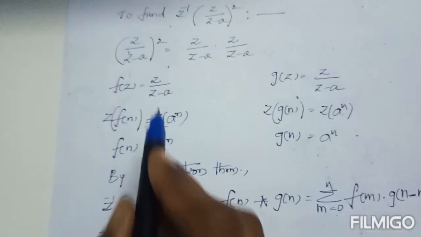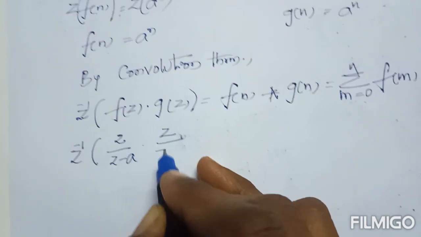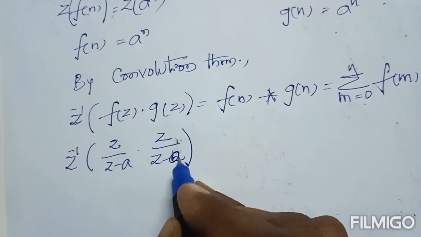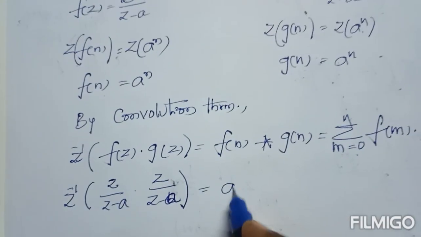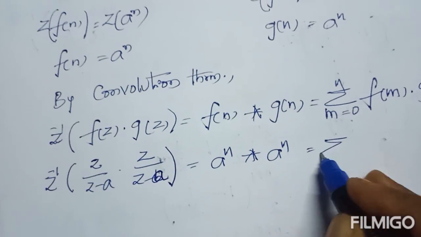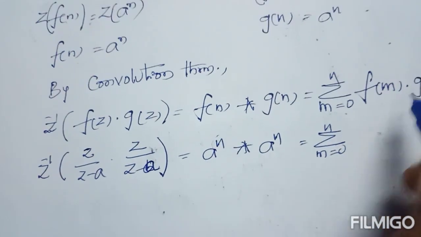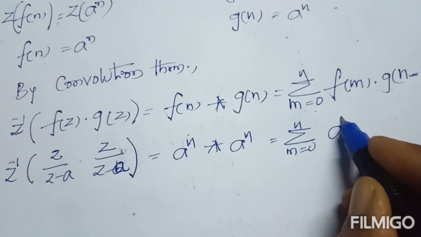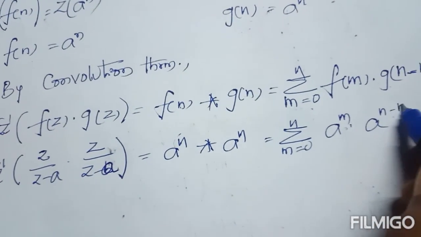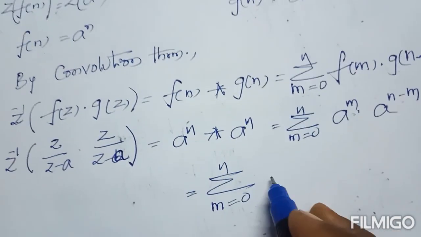F(z) is z by z minus a into z by z minus b, so that G(z) is also the same. That equals f(n), a power n, star the second one, also a power n, summation of m equal to 0 to n. The first sequence is as it is, but in place of n we write m, a power m. The second sequence is also the same, but in place of n, n minus m.